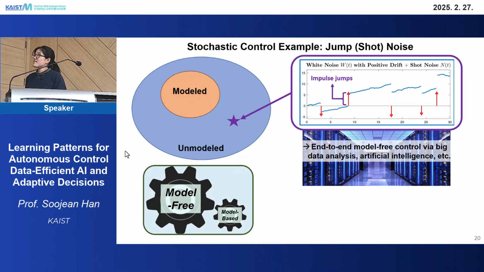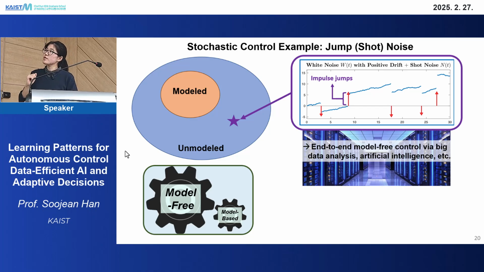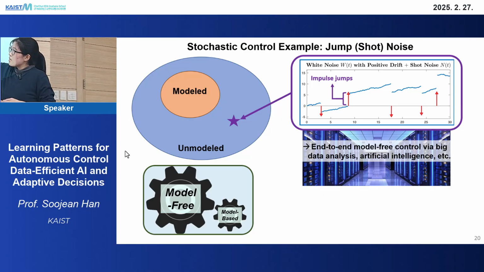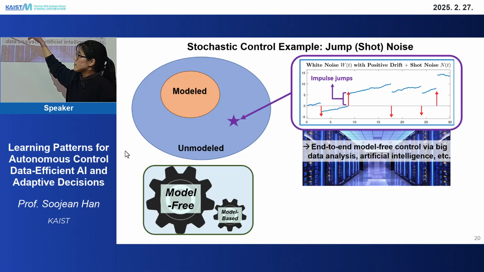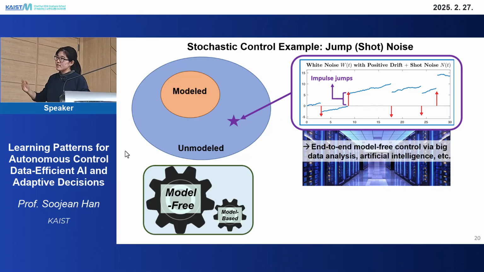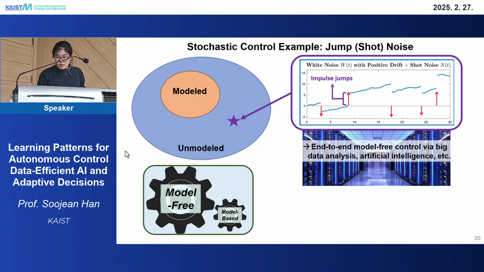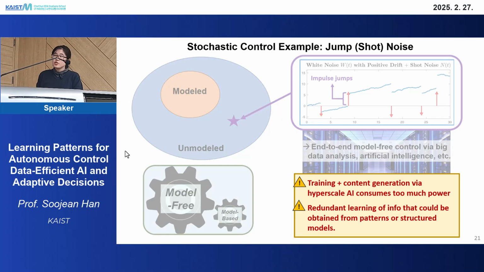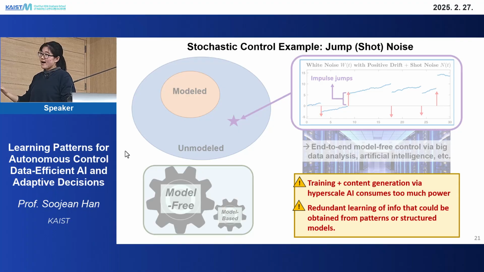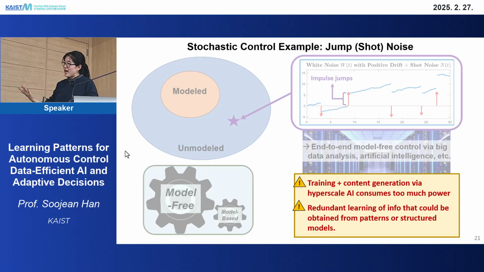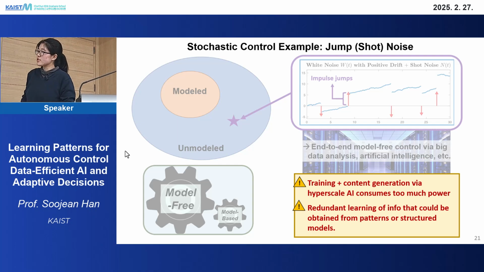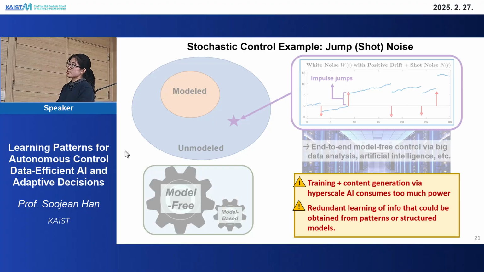Now, what happens if we add these impulsive jumps, like what I showed you in the previous slide? As soon as we get out of this class of modeled systems, we start to rely on end-to-end model-free control via big data analysis and AI. But some of the trade-offs that I mentioned before are persistent here as well. Training for AI and also hyperscale AI consumes too much power, too much data, and especially redundant learning of information that could be obtained from patterns or structured models.